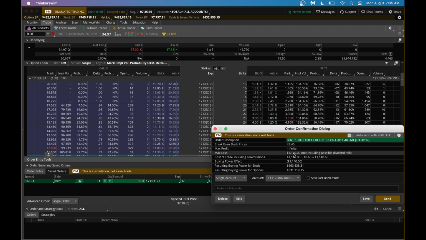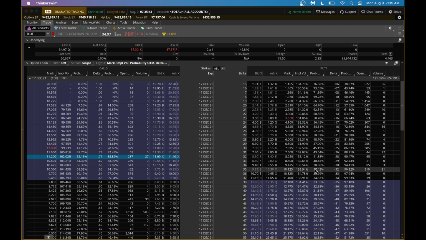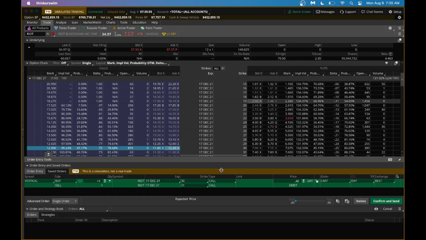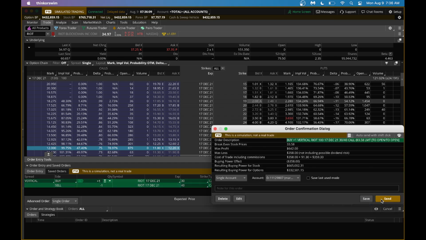So if you don't want to play this game, or if you don't want to spend too much money, you could look at the call spread. If you want to do a call spread, the stock is at 34, you could do a 30-40 spread. If you go to the 30-40 spread right here, you could just buy the 30-40 spread here. So it's a $10 wide spread. You're paying $3.58. The remaining portion of $10 is your profit potential. You could confirm and send.